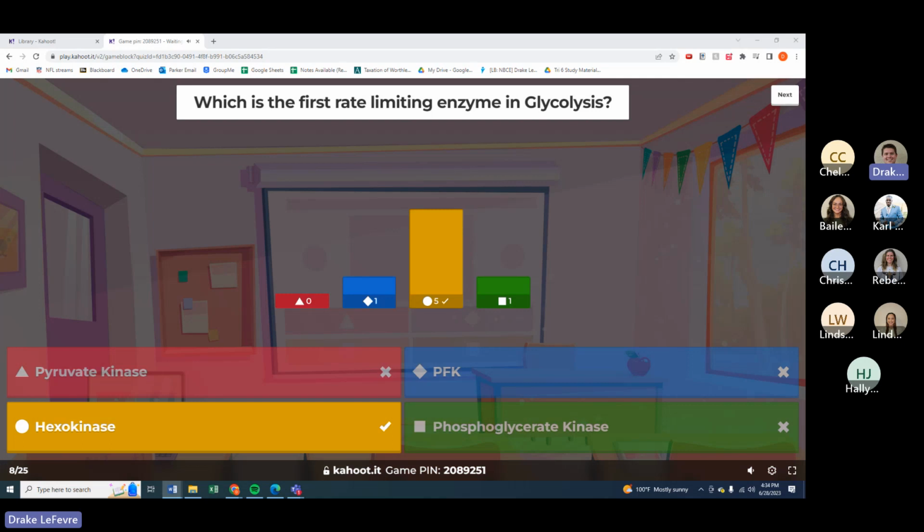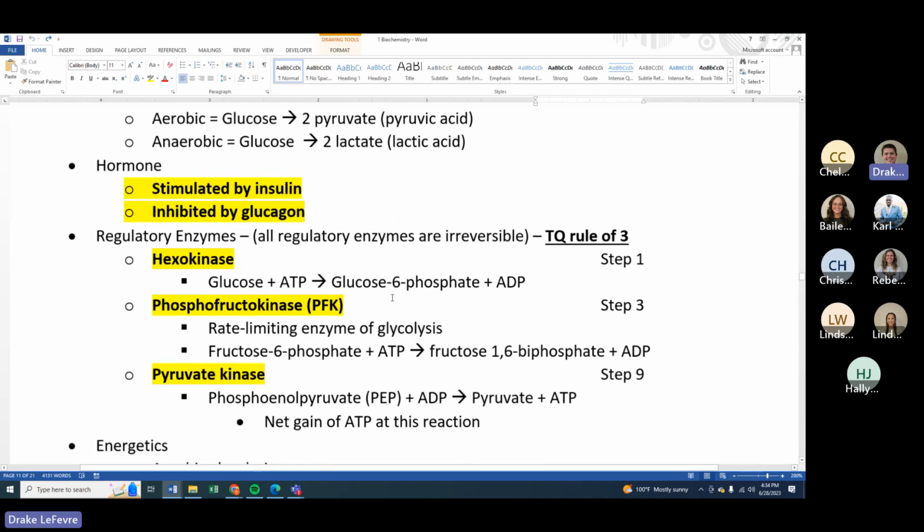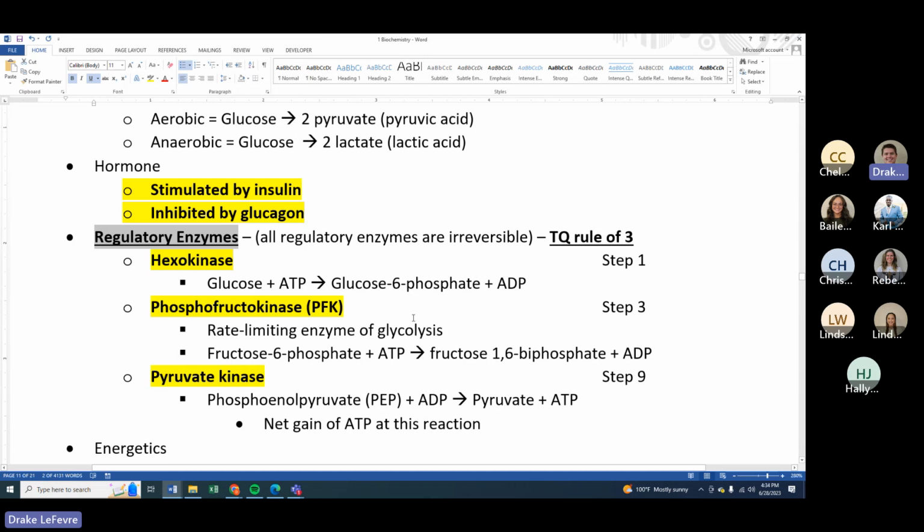Good job. If you picked PFK, PFK is actually our second rate-limiting enzyme in glycolysis. I think I have a question about this a little bit later on, but I'll show this right now. Remember, whenever we talk about regulatory enzymes, this is something that you are going to be asked about on exams. This is something that he loves to ask about because it is very important and very easy to ask these sorts of questions.